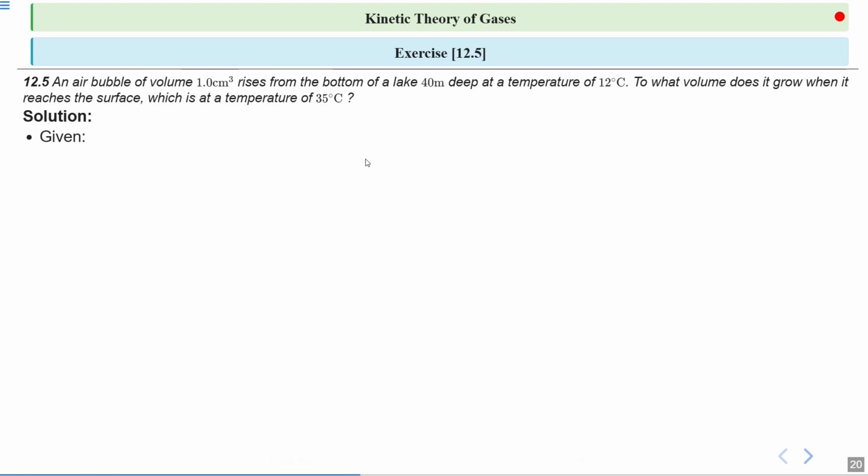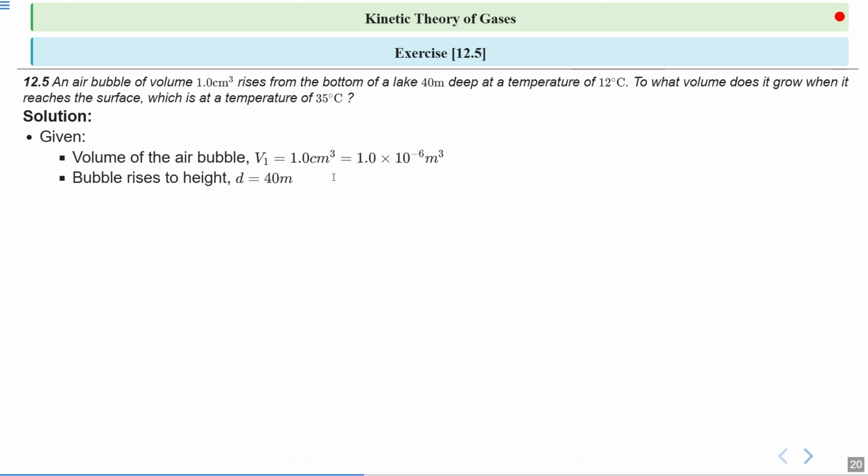Let's start by identifying what we know. We have an air bubble with initial volume of 1.0 centimeter cube. This is the volume at the bottom of the lake, and we will need to convert it to cubic meters for our calculations. So it will be 1.0 into 10 raised to the power minus 6 meter cube. Bubble rises to height d equal to 40 meter.